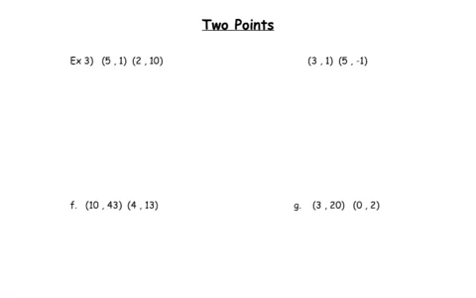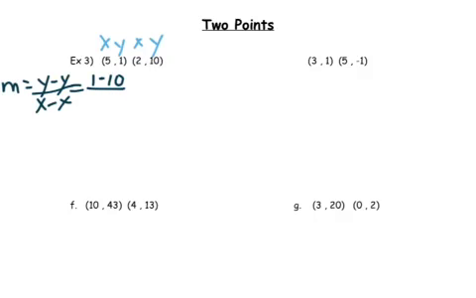Okay, now here we don't have an M, we don't have a B, so we have to calculate that. And here is where our M equals y minus y over x minus x comes into play. So remember, xy, xy. So go ahead and fill in your M. That's going to be 1 minus 10, because those are my y's, over 5 minus 2. So that equals negative 9 over 3, which equals negative 3.